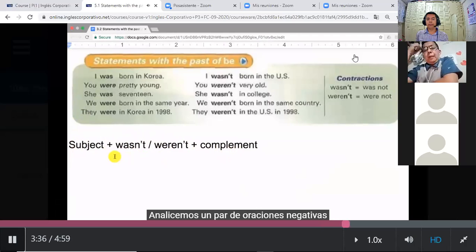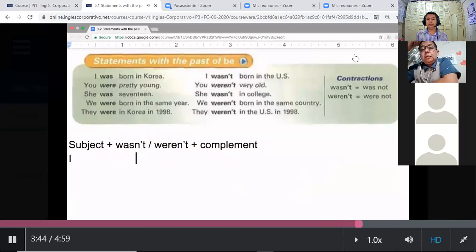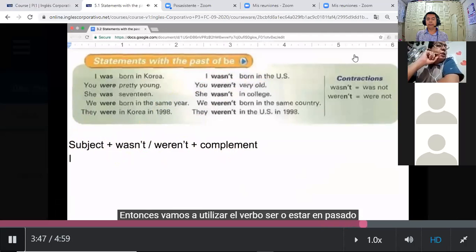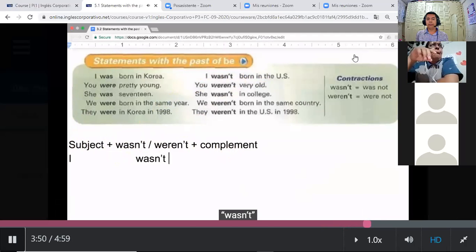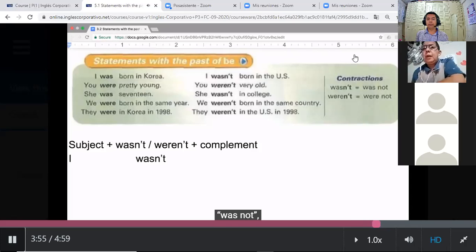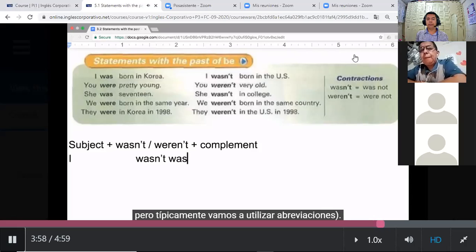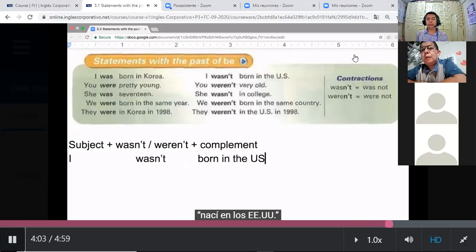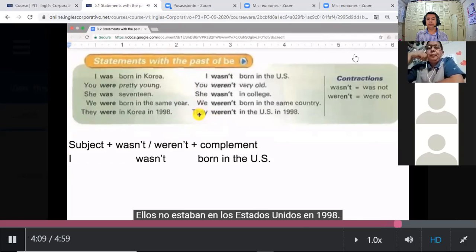Let's analyze a couple of negative examples. I wasn't born in the U.S. First, we need to add a subject, I. Then we will use the verb to be in the past in its negative form, wasn't. I would like to point out that this is the same as saying was not, but we will typically use contractions. Finally, we include a complement, born in the U.S. Let's analyze one more example. They weren't in the U.S. in 1998. First, we need to add the subject they.